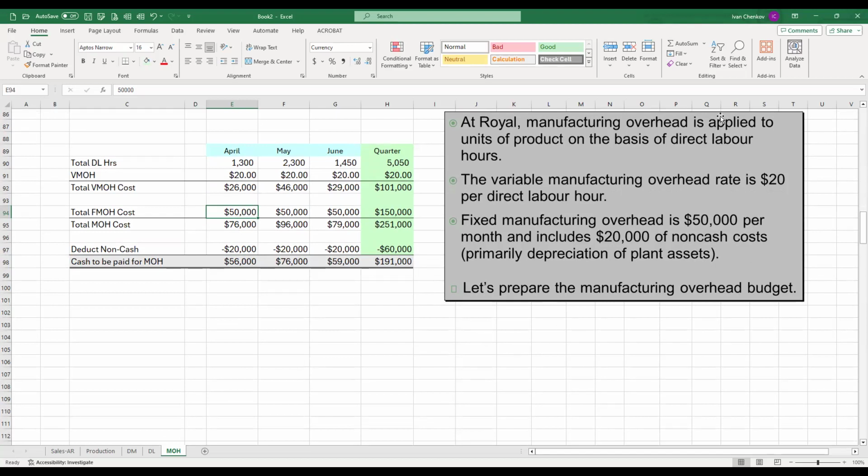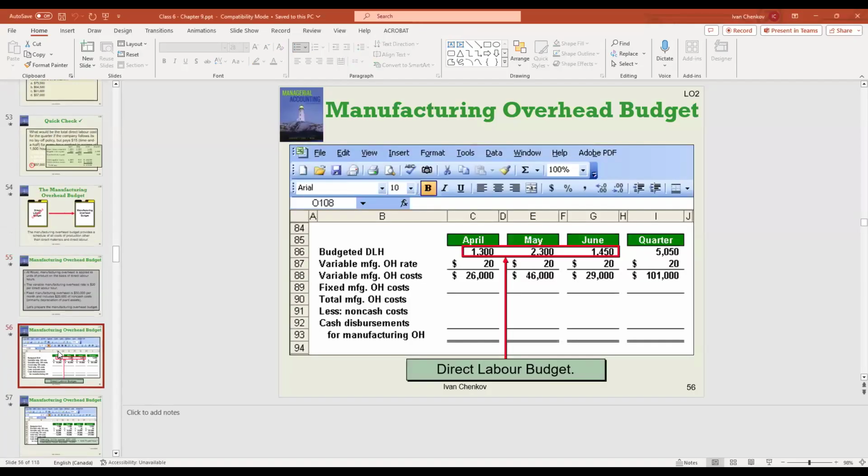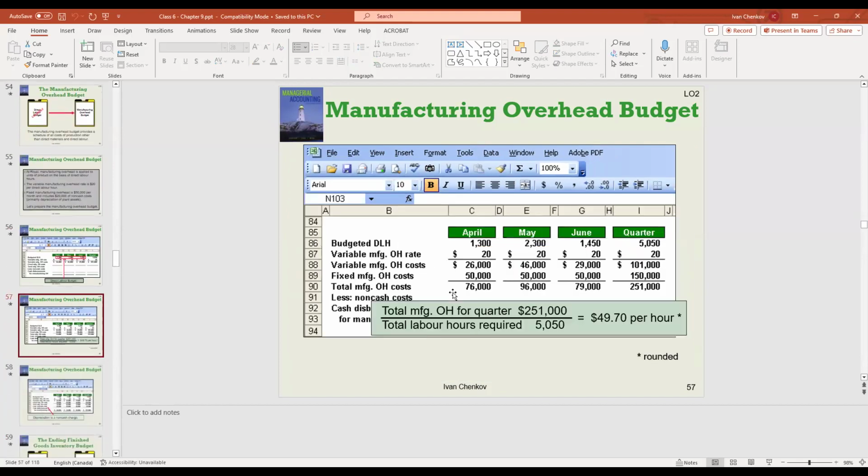Let's go now to the slides and cover the slides, and go slowly so you don't lose track. So here, again, we're starting with the direct labor hours that we budgeted for our production. Applying the $20 overhead, we're getting the variable manufacturing overhead cost. Fixed manufacturing overhead cost is fixed, 50,000, and we're going to get the total manufacturing overhead cost.